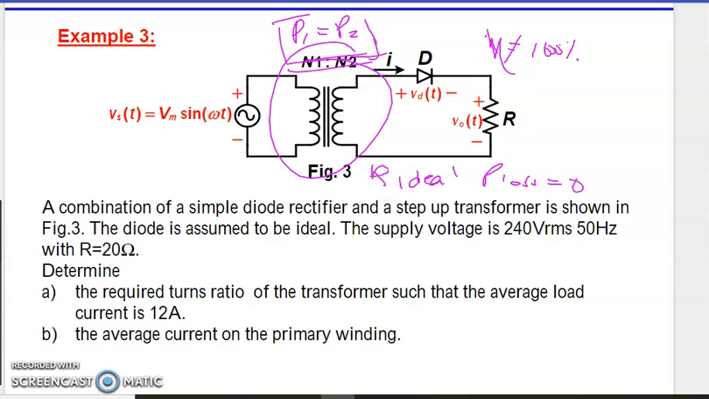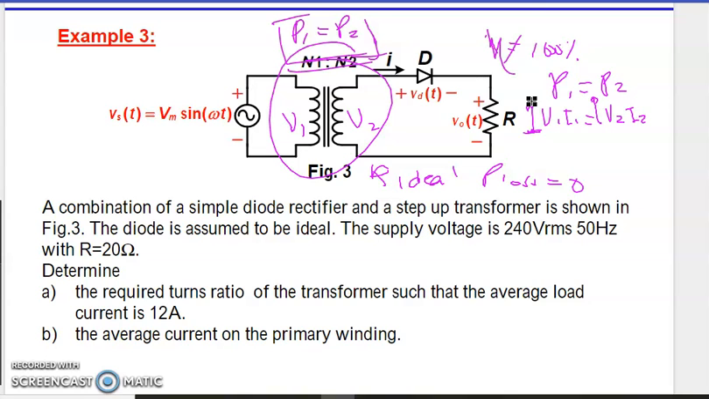Okay, it means that the ratio of N1 to N2 will determine how much V in and V out, or V at this place versus V at this place. So P1 equal to P2 means V in I in is equal to V out I out. So let's say we are stepping up the voltage, which means that the output voltage is higher compared to the initial input voltage.